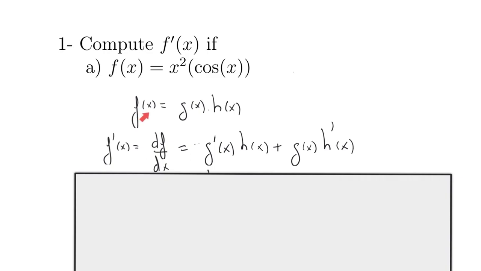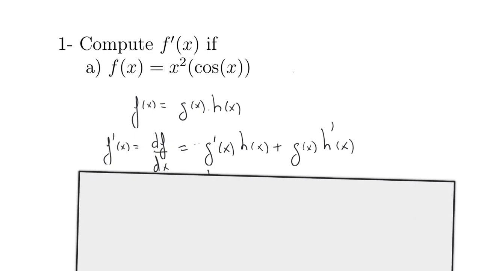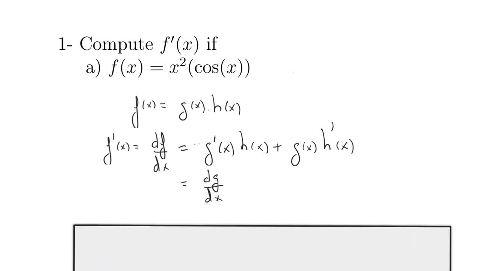So if you have the function f of x equals g of x by h of x, the derivative of this function, f prime of x, is the derivative of the first multiplied by the second plus the first multiplied by the derivative of the second. So this is the derivative of a product of two functions. So we apply this equation to find the derivative of the product of two functions.